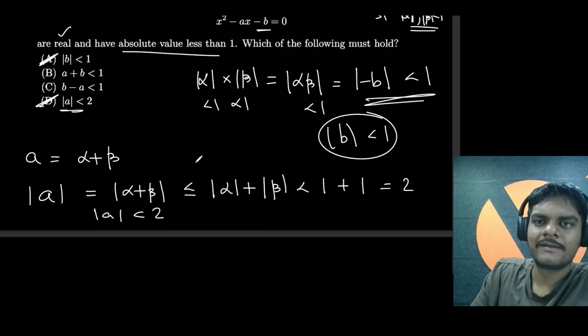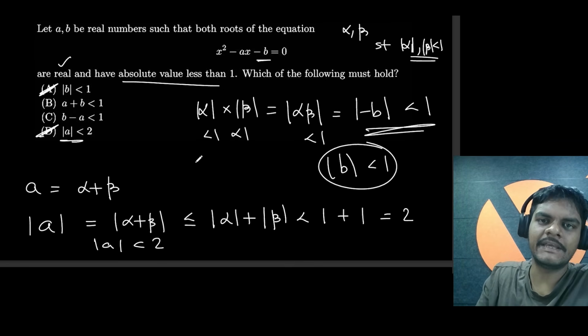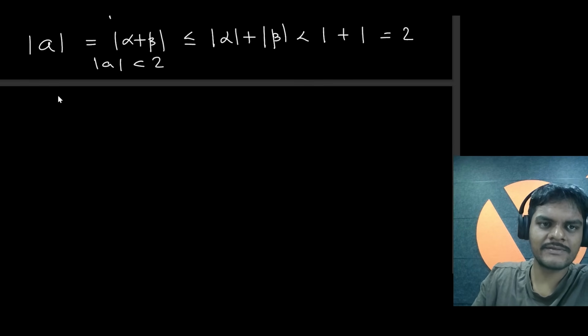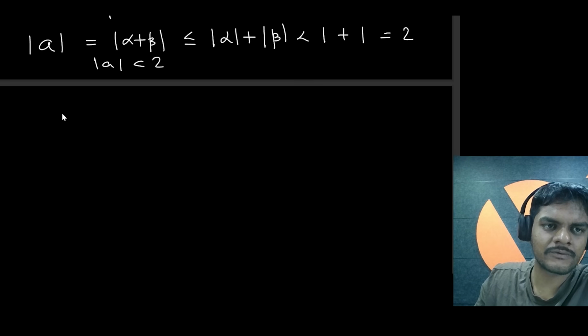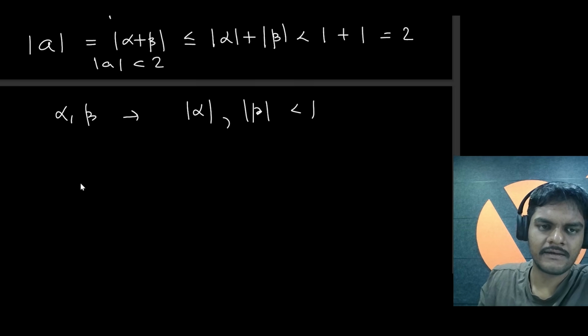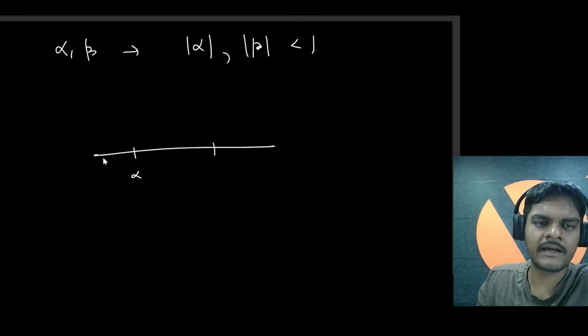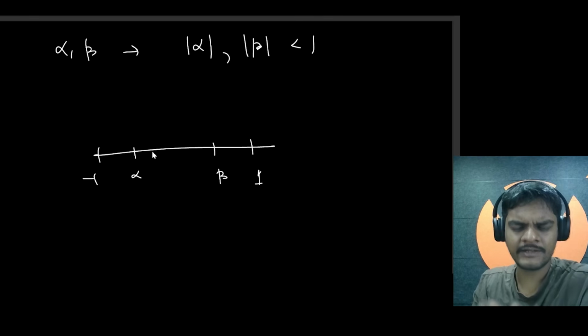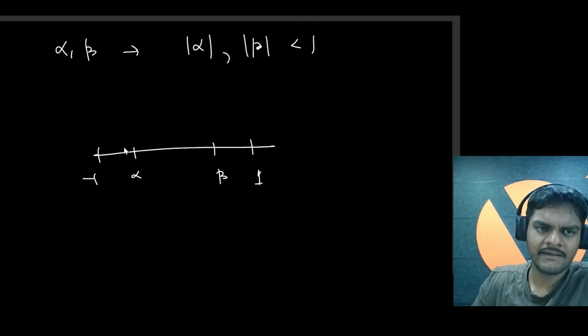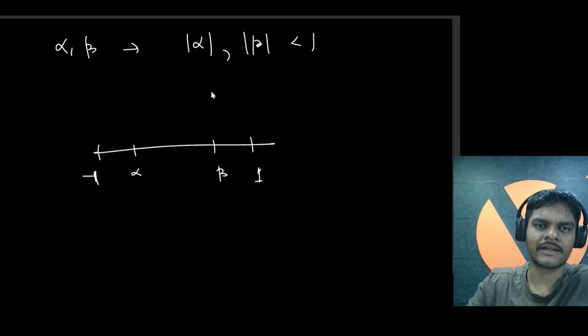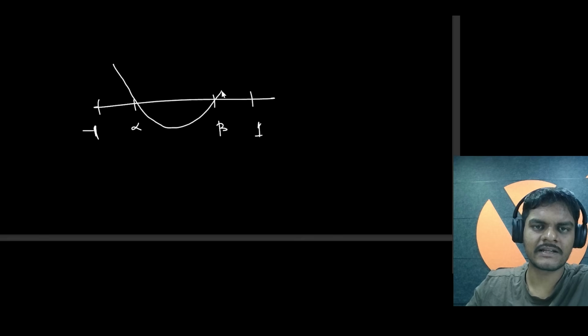Very good. Now what do we want? We want to find what is a plus b. For this, I would like to invoke a graph of a quadratic. Both roots alpha and beta are such that mod alpha, mod beta is less than 1. So what do you understand by that in terms of graph? Alpha and beta are between -1 and 1. Both may be positive, both may be negative, one of them negative, one of them positive, whatever the case be, both will be between -1 and 1. And the leading coefficient is positive, which is 1. So if I imagine, the graph would be something like this.